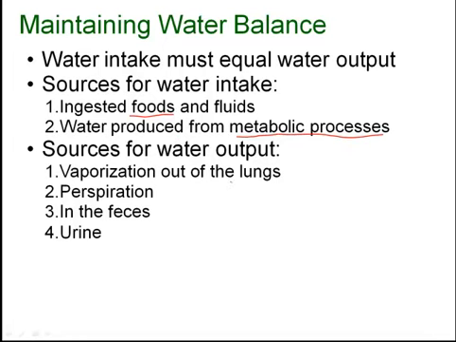Now, to get rid of some of the extra water that you don't need, we breathe it out. If you ever breathe onto a mirror, you can see the condensation that forms there. That's from the water. Perspiration is sweat. There's water in your feces. A lot of water gets reabsorbed back into the blood in the large intestine, but whatever's left can be in your feces. And then the main source for eliminating water is your urine.